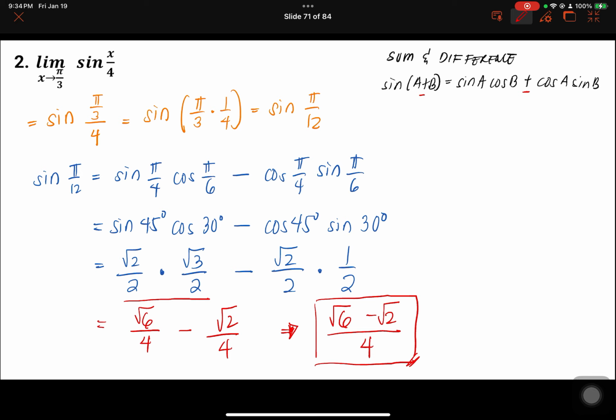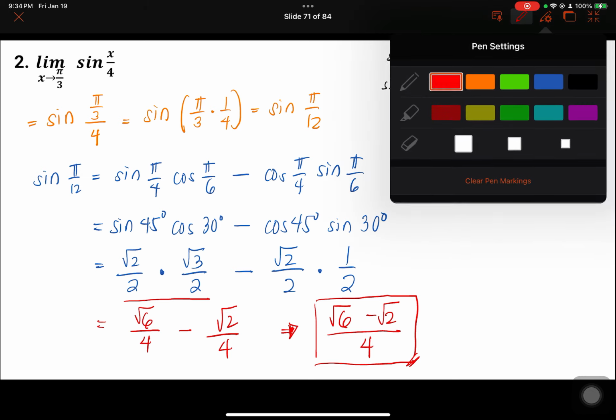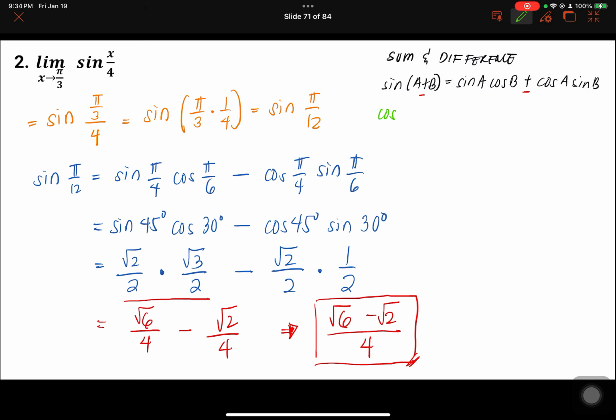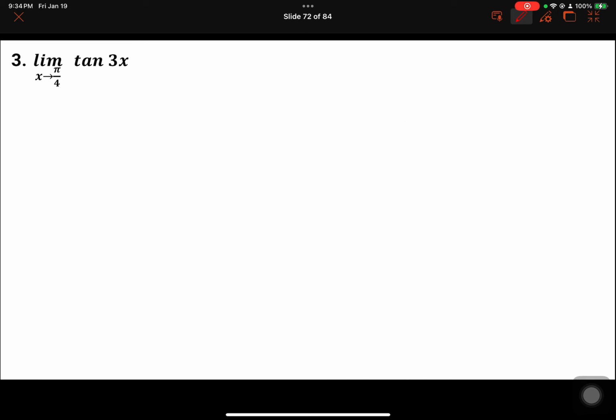Ano pa? So, pag cosine naman, lagay lang natin. Cosine A plus B, so magiging cosine A cosine B minus sin A sin B. Kapag naging minus naman to, ito magiging plus. Okay? Next, number 3. So, let's find the limit of tangent 3x as x approaches pi over 4.